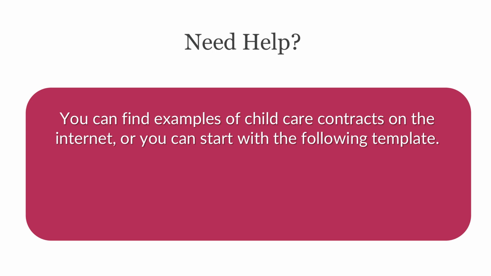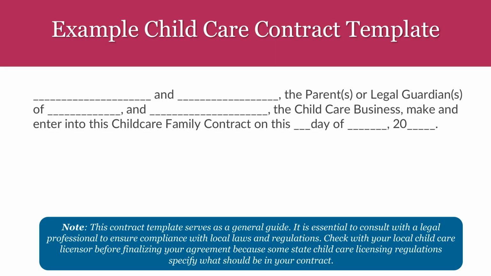Need help? You can find examples of child care contracts on the internet, or you can start with the following template. This template is also available in the guide that accompanies this tool. Note, this contract template serves as a general guide. It is essential to consult with a legal professional to ensure compliance with local laws and regulations. Check with your local child care licensor before finalizing your agreement, because some state child care licensing regulations specify what should be in your contract.